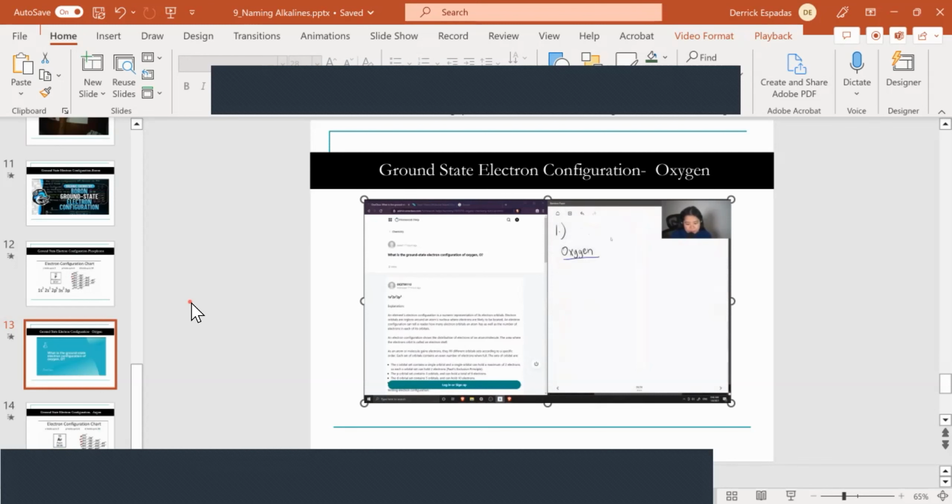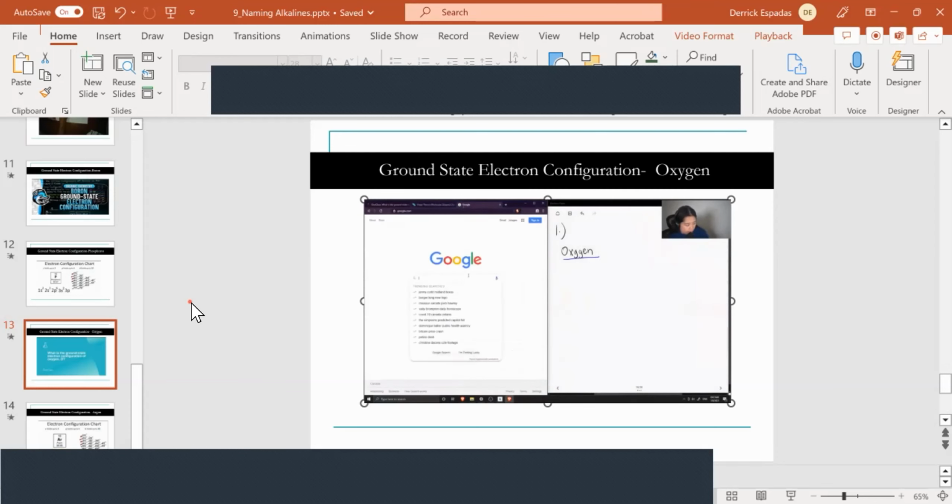So when we want to find the electron configuration, we do a set of steps. So the first is to divide your periodic table into the different orbitals.